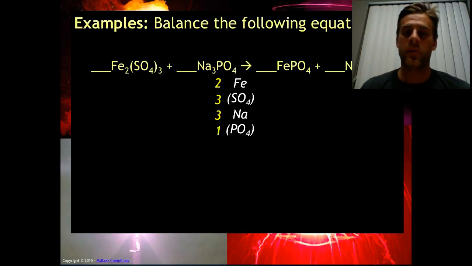A lot of times students want to put the number 4 down there, but that's not right. Phosphate is PO4. If I had more than one of them, I would have written parentheses around it and then put another number to follow it.